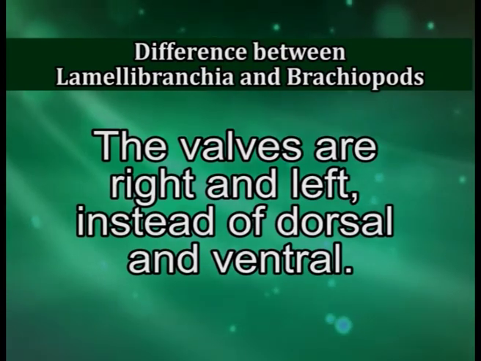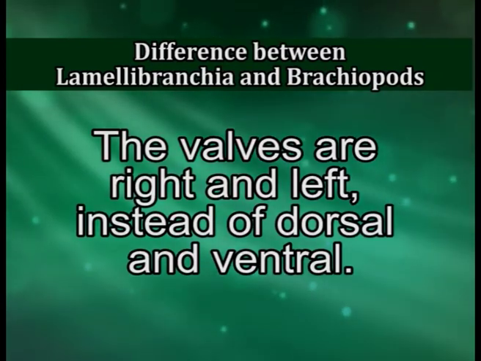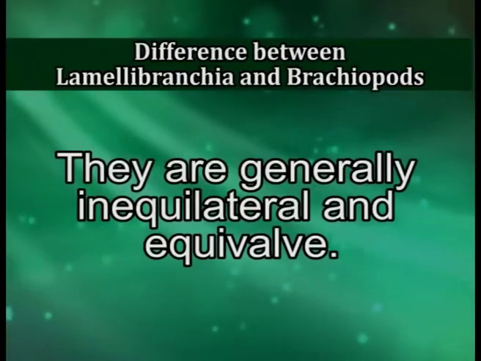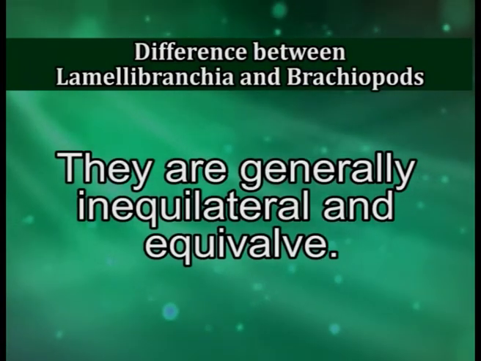The features which more especially characterize the Lamellibranchs as a class are the absence of a head and of organs of mastication, the bilateral symmetry, the division of the mantle into two lobes, the bivalve shell, and the lamellar gills. Although at first sight the shell appears to resemble closely that of the brachiopods, it differs in several important respects. Number 1, the valves are right and left instead of dorsal and ventral. Number 2, they are generally inequilateral and equivalve.